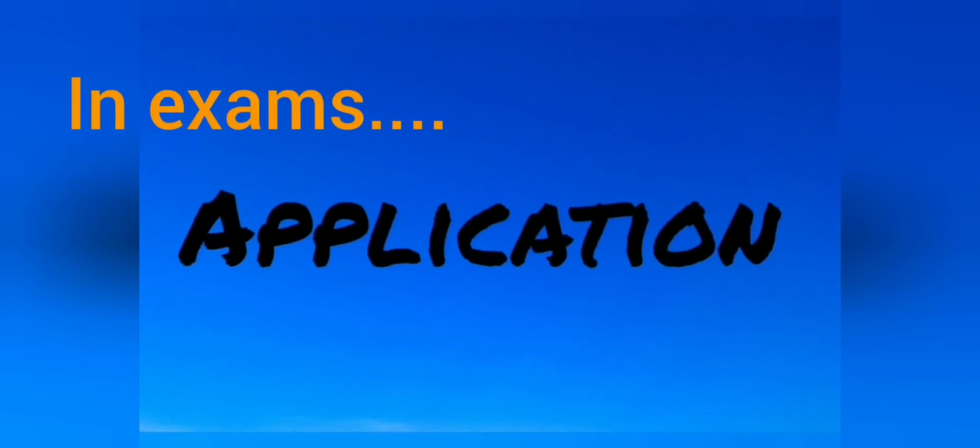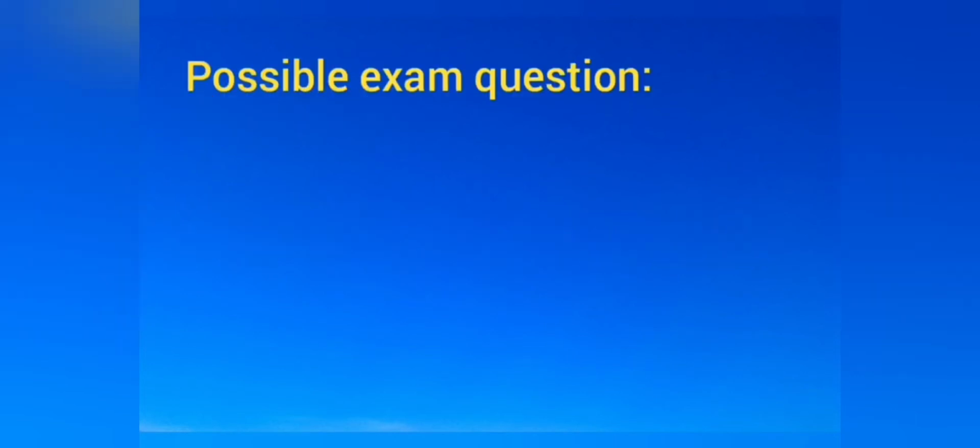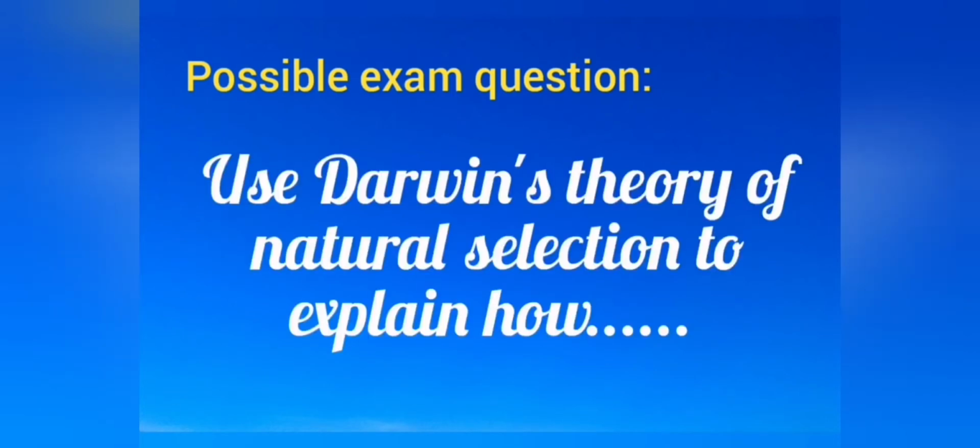You need to be able to apply the principles of natural selection to any kind of scenario, any animal. You won't be asked just to repeat these points or rewrite them. The question usually says, use Darwin's theory of natural selection to explain how. And then they give you a specific passage of some sort of animal. So let's try one example.